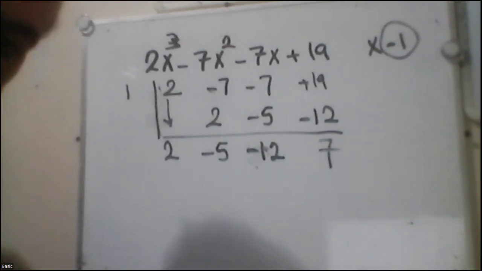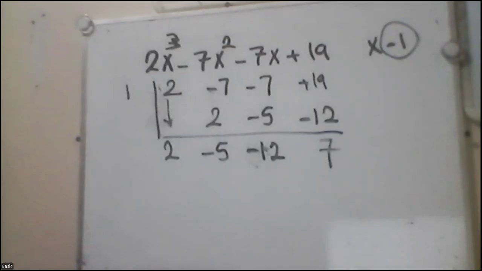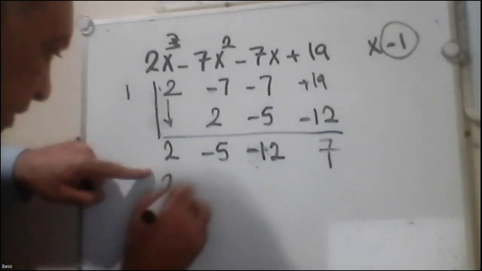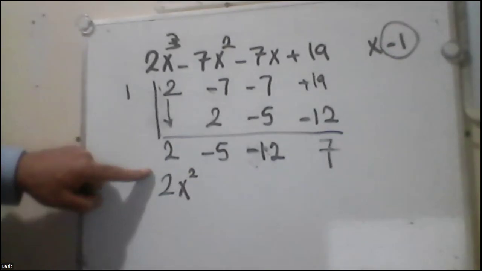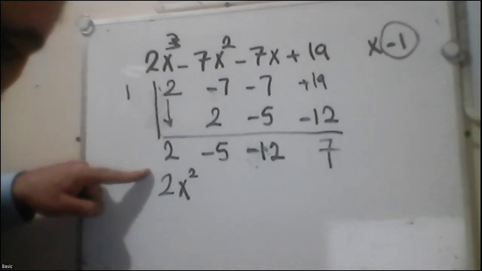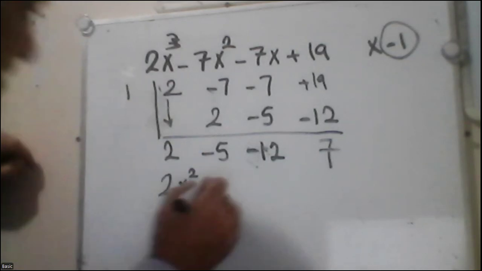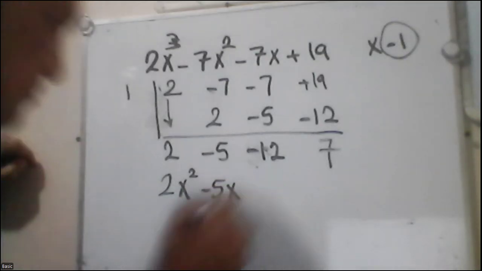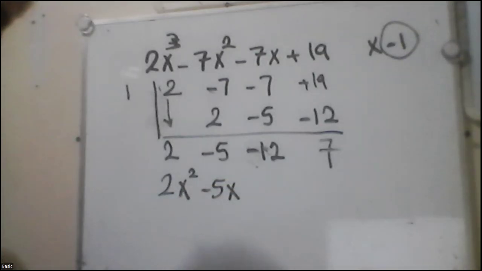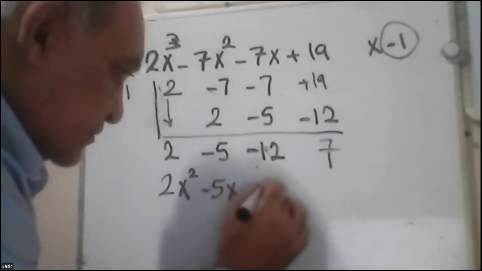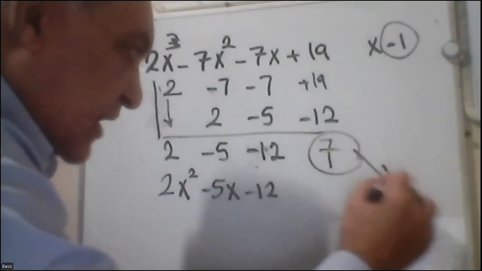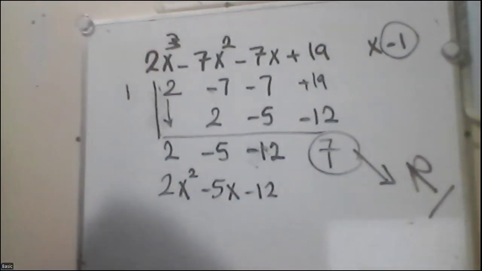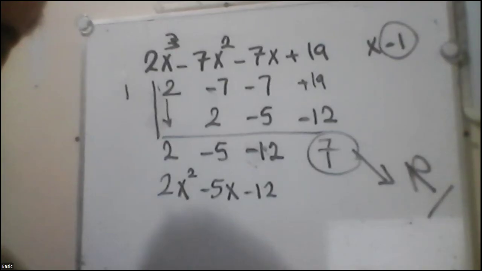Here, two x squared. When I get 2x squared, then I have -5x. This is -5x. Then this will be -12. What about the 7? 7 is the remainder. Then what do I do with the 7? Just write it down, like we see here.